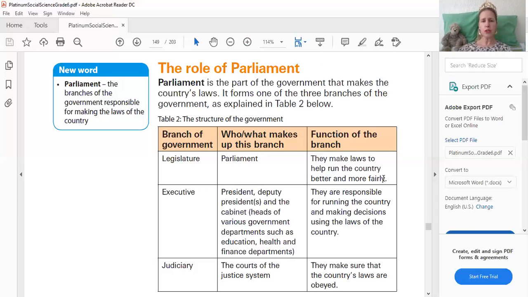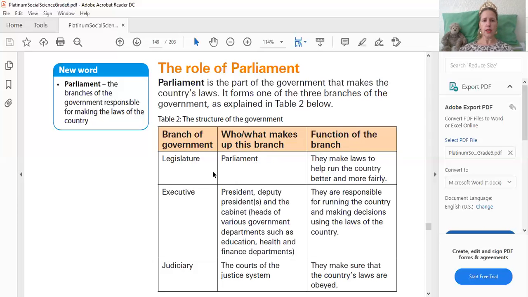So how many branches are in the government? 3. Okay. Now these 3 words can maybe be new to you or you associate them with something else. However, they're very easy meanings. Okay, so the 3 branches. Have a look here.